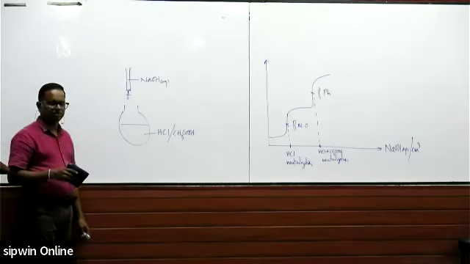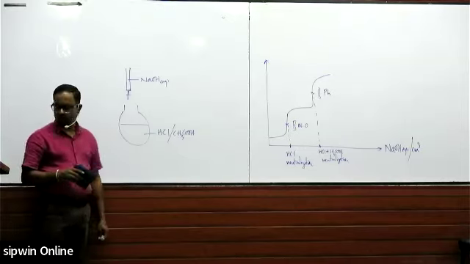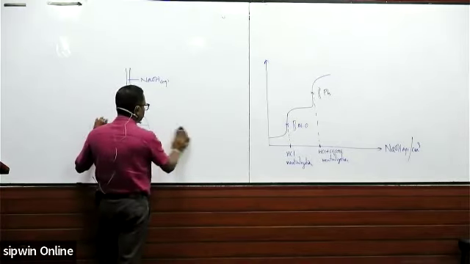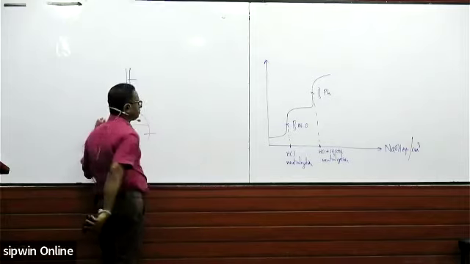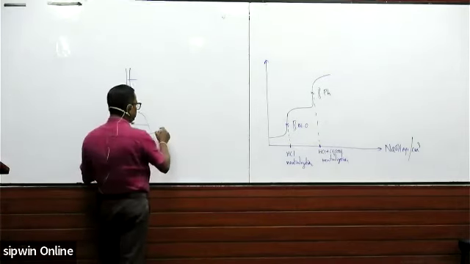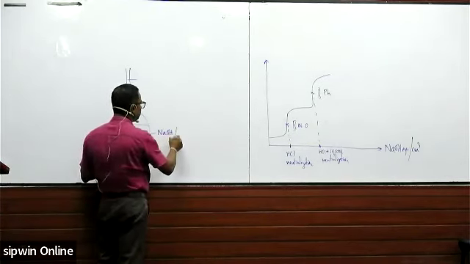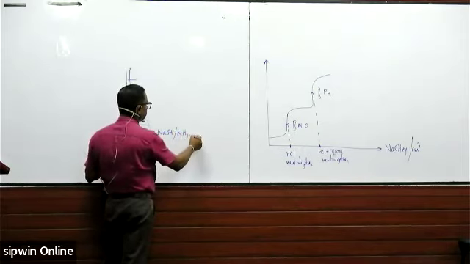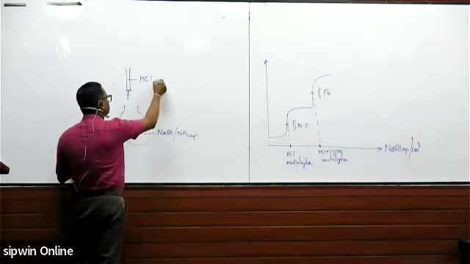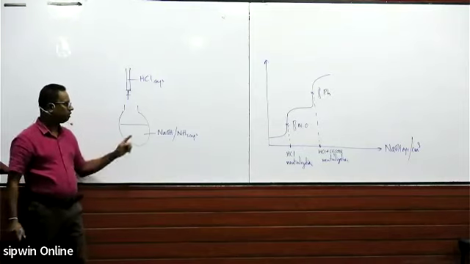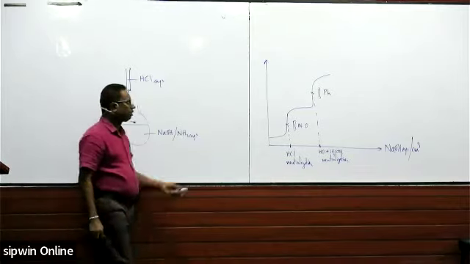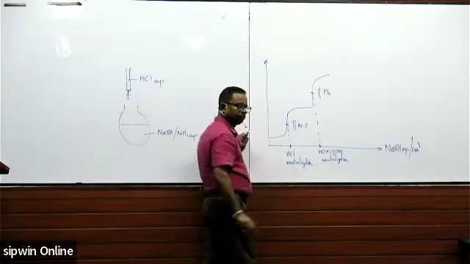Titration of strong base weak base mixture. Strong base weak base mixture, sodium hydroxide and ammonia, with the HCl. For that one we'll draw the pH curve.